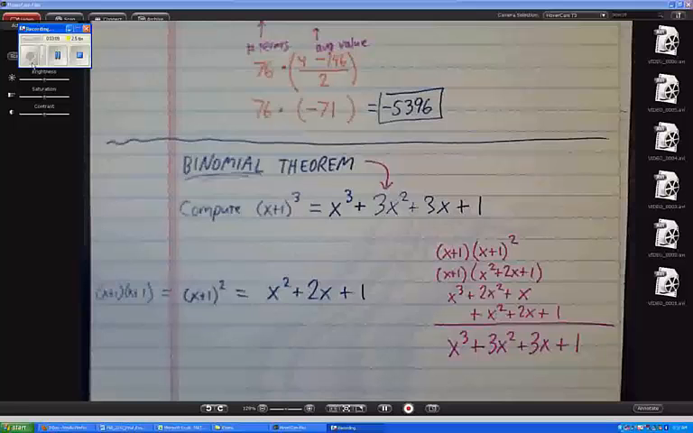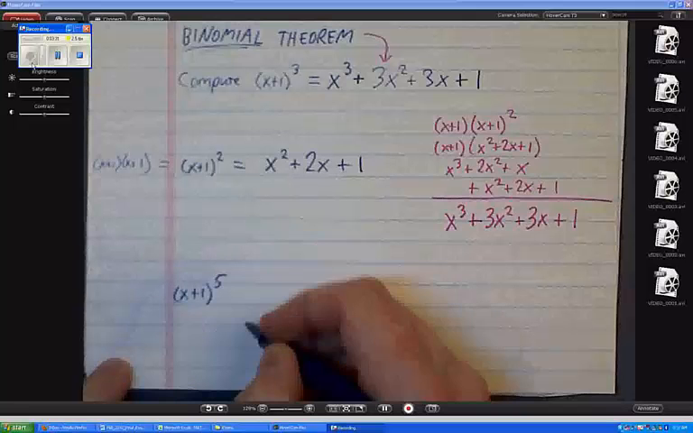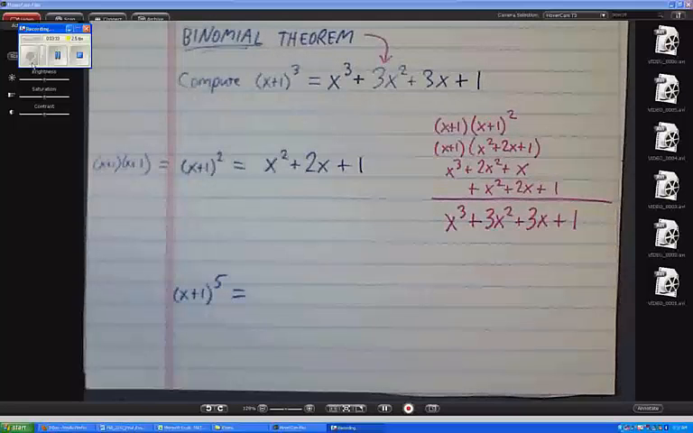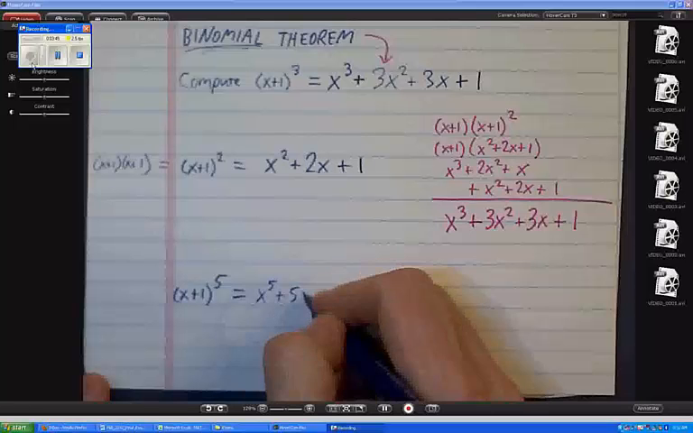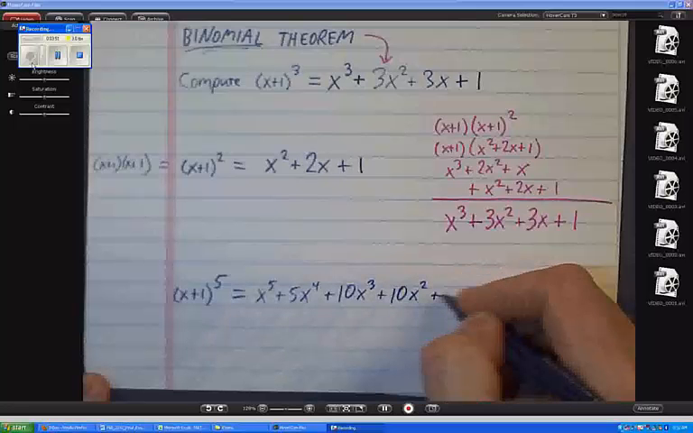Now, I still haven't used any theorem. A theorem is something that mathematically we have proven is true. And it gives us a formula to compute x plus 1 to any power. Okay? So, for example, I could ask you guys, what is x plus 1 to the 5th power? Could you do it? How much time do you need? More than we have, right? So let me do it instead. It's x to the 5th plus 5x to the 4th plus 10x to the 3rd plus 10x squared plus 5x plus 1.